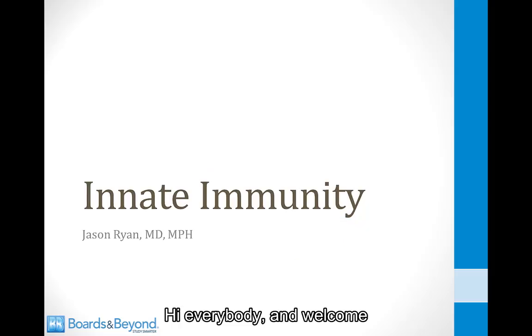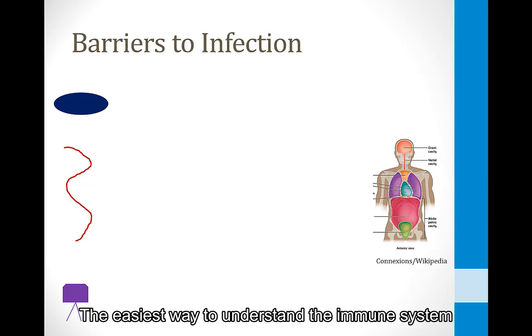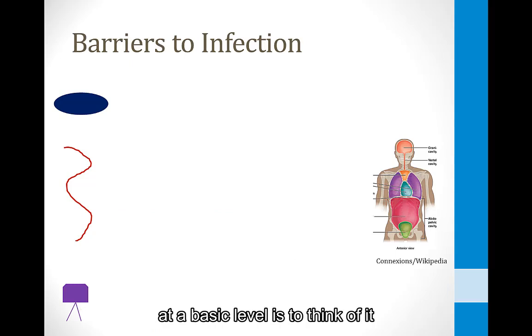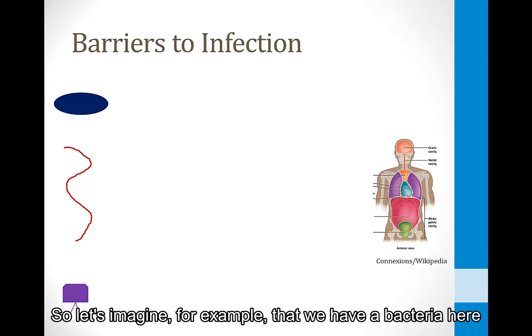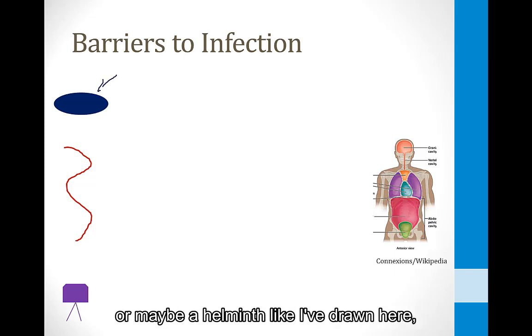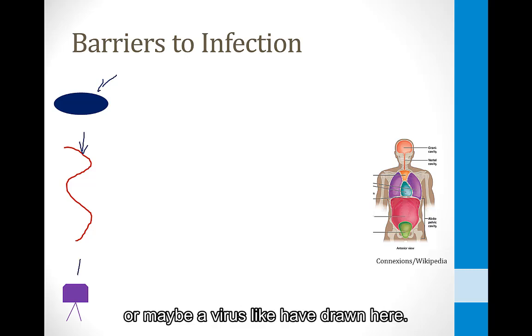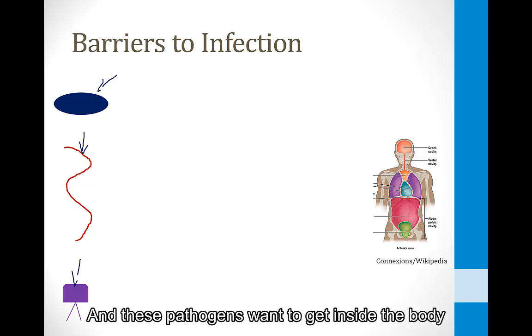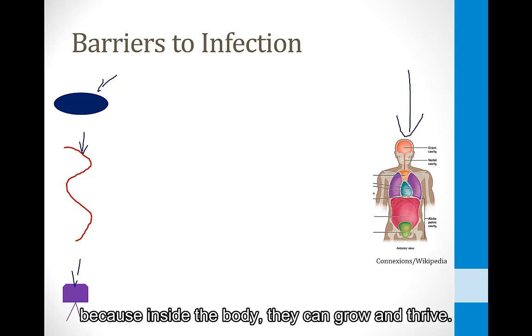Hi everybody, and welcome to our module on innate immunity. The easiest way to understand the immune system at a basic level is to think of it as a series of barriers to infection. So let's imagine, for example, that we have a bacteria here, or maybe a helminth like I've drawn here, or maybe a virus like I've drawn here. And these pathogens want to get inside the body because inside the body they can grow and thrive.